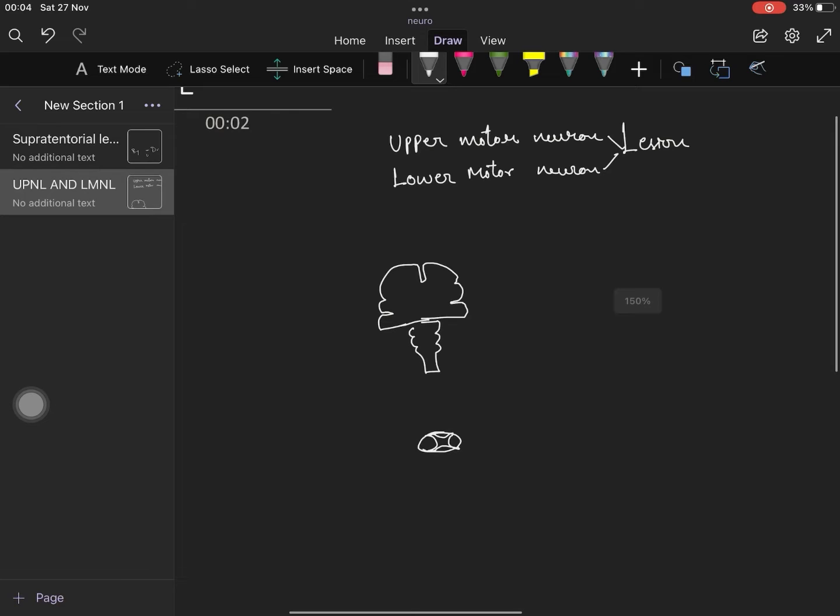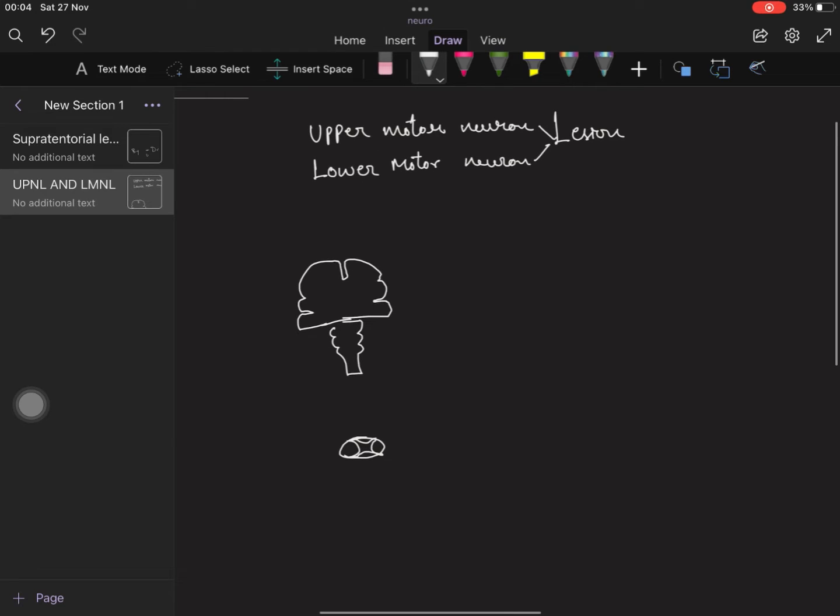So our topic goes like this: upper motor neuron lesion and lower motor neuron lesion. Fine. What does lesion mean? I think you're all familiar with this. A lesion is, in general, any damage.